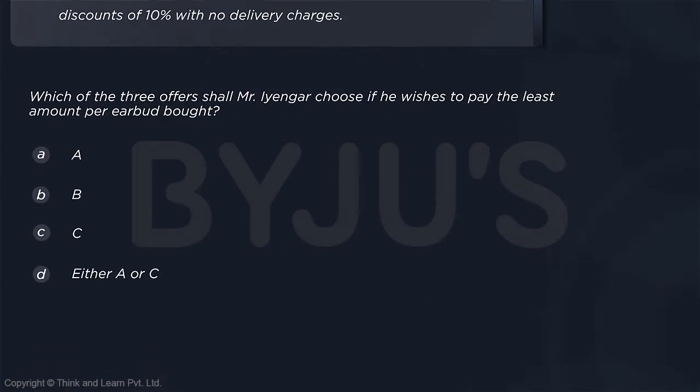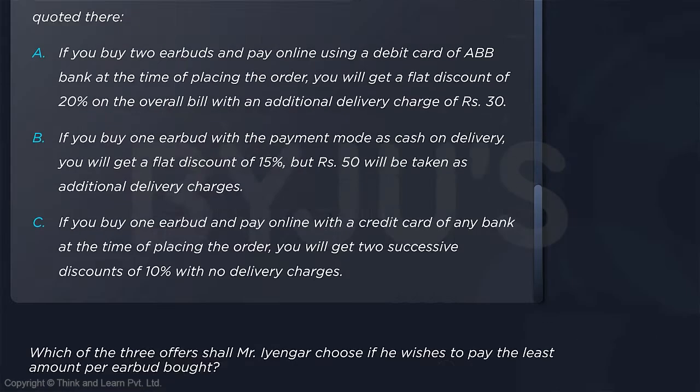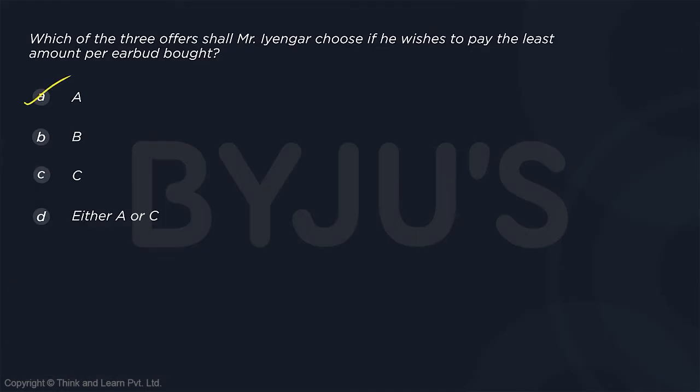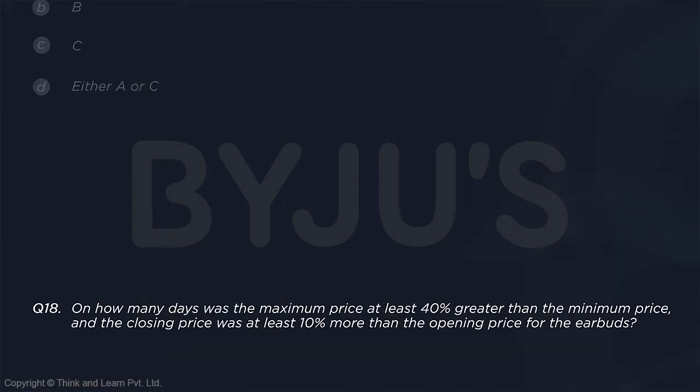Let's see what the question is. Which of the three options or offers shall Mr. Iyengar choose if he wishes to pay the least amount? Obviously, if you compare the prices, 2415 is the least. So the answer should be option A. Right? That's again very simple, straightforward question.